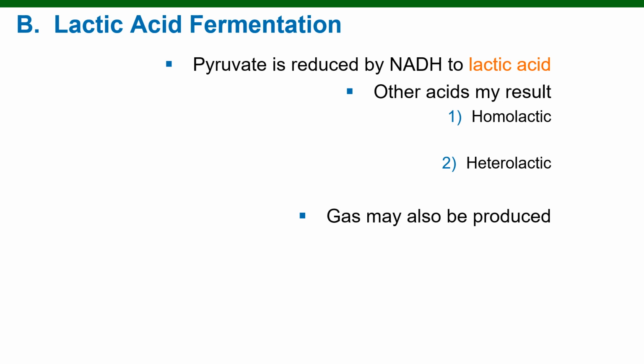Lactic acid fermentation can come in a couple of different forms. We know that the pyruvate is reduced by NADH and lactic acid forms, but different species of lactic acid fermenters can be described as either homolactic or heterolactic. Homo meaning same, and what it means ultimately is that only lactic acid is produced as a product. So lactic acid only.